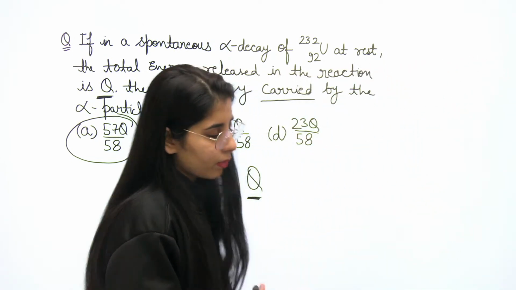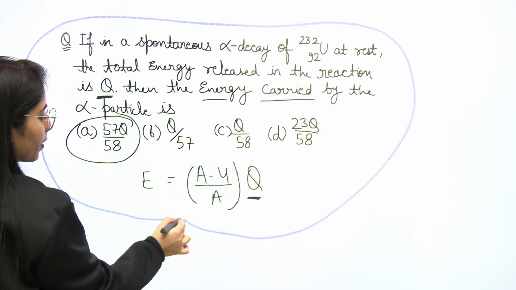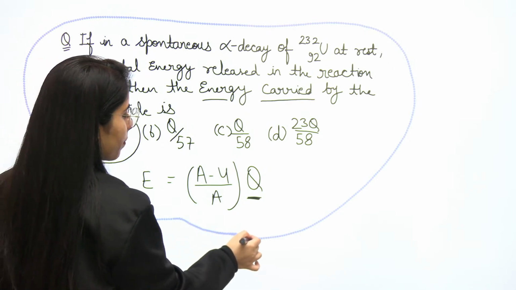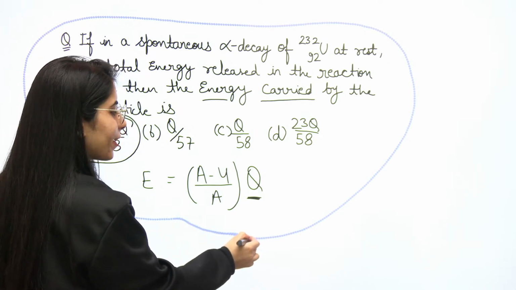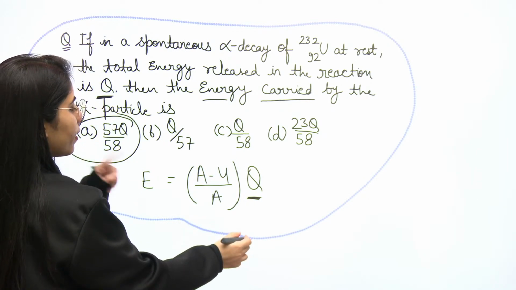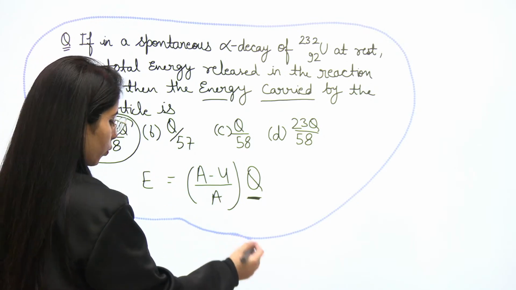Very good, Neha. That's good. And also guys, if anybody was not familiar with the formula, please note it down and memorize it. It's going to be important and you can expect it in your upcoming exam too. So this is the energy carried by the alpha particle in the alpha decay process, which is (A minus 4) upon A into Q. Next question.